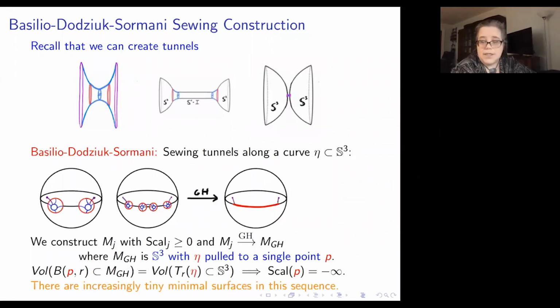So these are increasingly tiny minimal surfaces in the sequence, because in the center of every one of these tunnels, this is what the tunnel looks like. And in the center of every tunnel is this neck point, and that's a sphere, that's an S2, and that's a minimal sphere. So we've got increasingly tiny minimal surfaces in the sequence. So we could prevent a bad sequence like this if we say that there's a uniform lower bound on the area of a minimal surface.